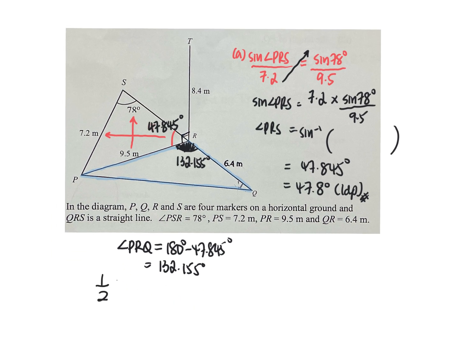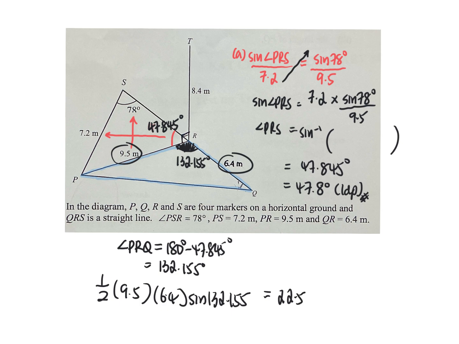So half A, B, then sine of the angle in between. So you get 22.537. So it's just 22.5. Some of you gave me 22.6, slightly off.